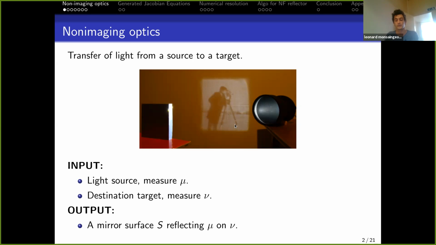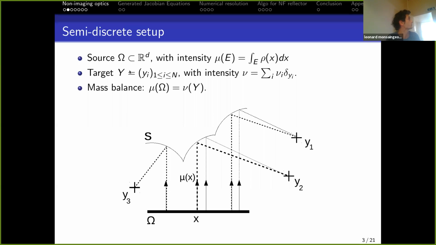In our setup, what we'll consider is what we call the semi-discrete setup. The light source we will choose here on this drawing is in 2 dimensions. So the light source will be a domain omega with an absolutely continuous measure mu, and our target will be a finite target. So it will be a set of points, and the measure nu will be a sum of weighted Diracs. And obviously, to have a well-posed problem, we need the mass balance condition, which is that both measures have the same total mass, so we can consider them as probability measures.